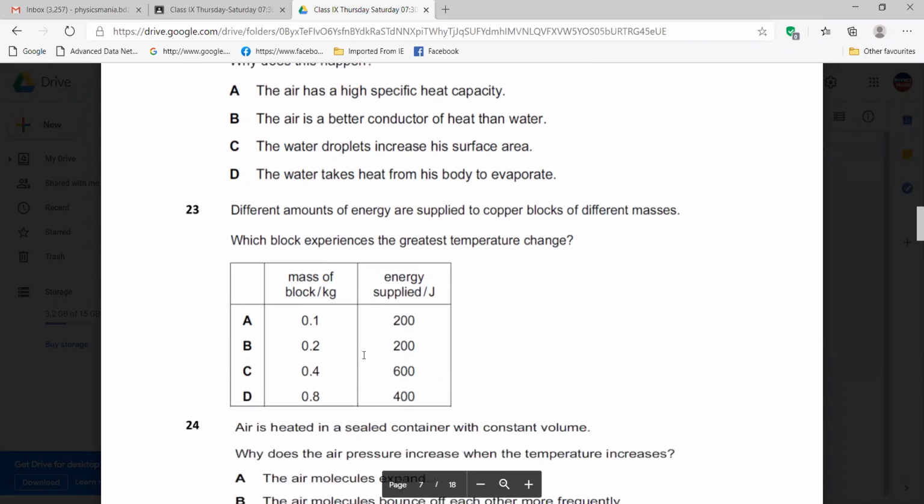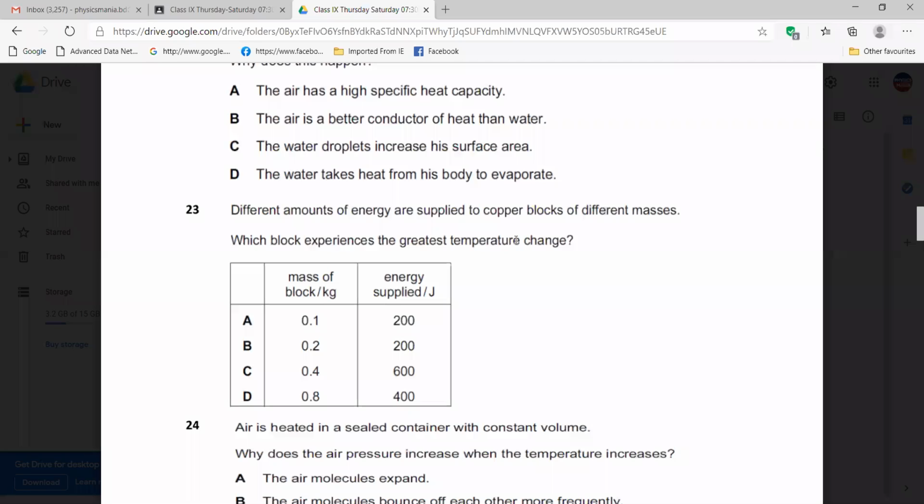Then 23. Different amounts of energy are supplied to copper blocks of different masses. Which block experiences the greatest temperature change? This one is not beyond your knowledge, but here you have to think or you have to calculate. So it's related to mass, energy supplied, and temperature change, right?